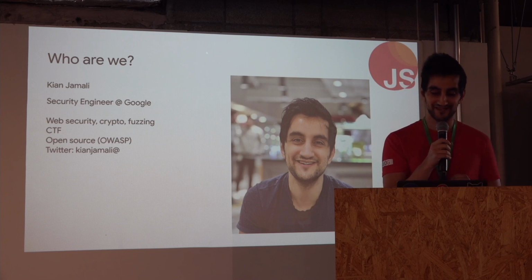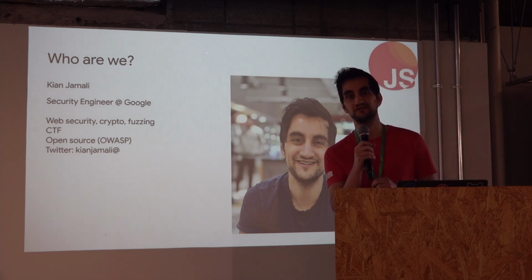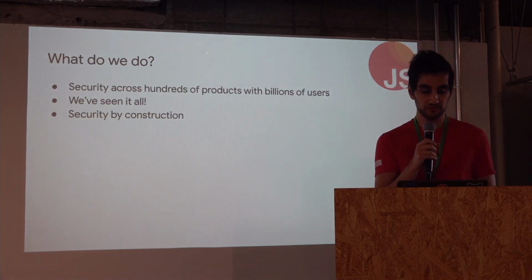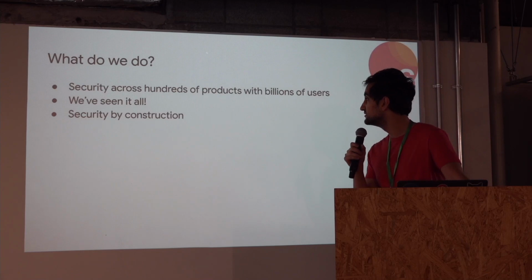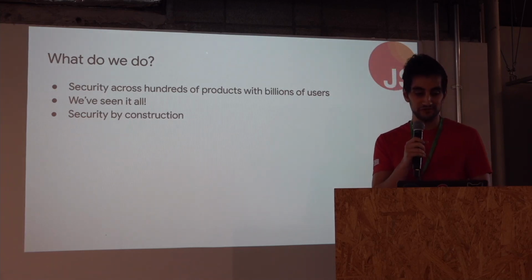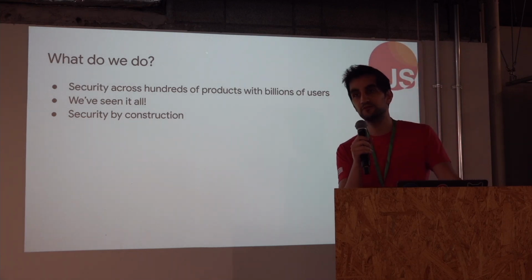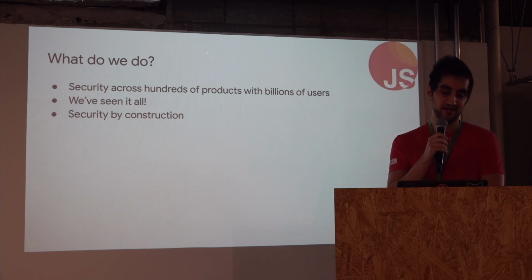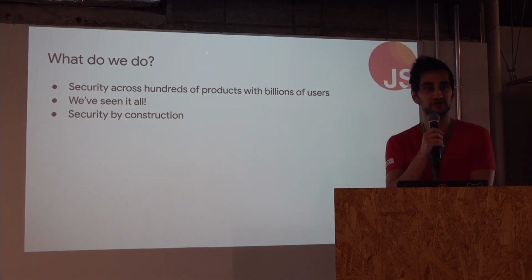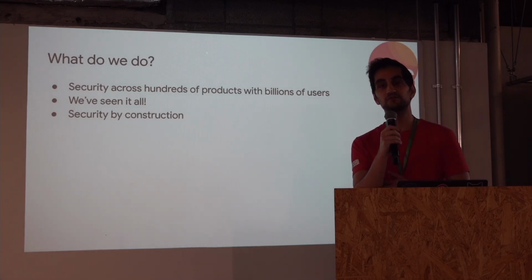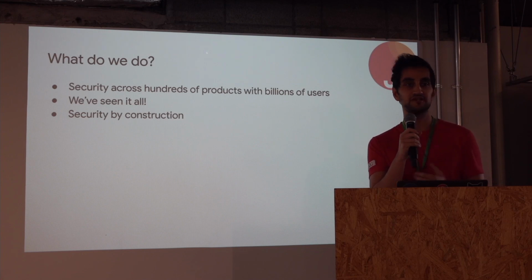Outside of work, I do some open source, anything related to security, so mostly OWASP-related tools. At Google, I work in the information security team, so we work on pretty much all the products. We're talking about hundreds of products, billions of users. We're lucky to see a lot of different things. And we like to say that we work on security by construction, meaning that we're trying to develop the right platform so that our software engineers don't have to worry about security too much. They basically have it enabled by default.